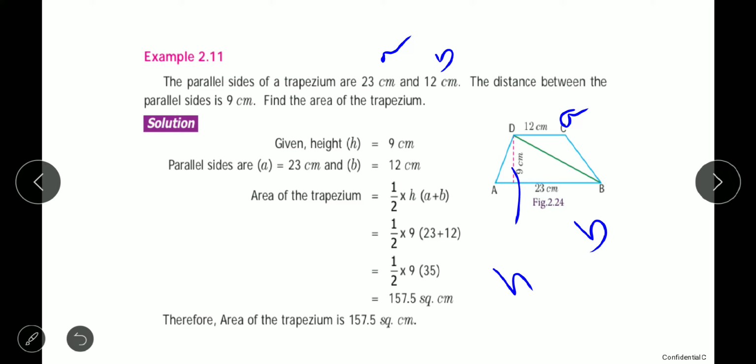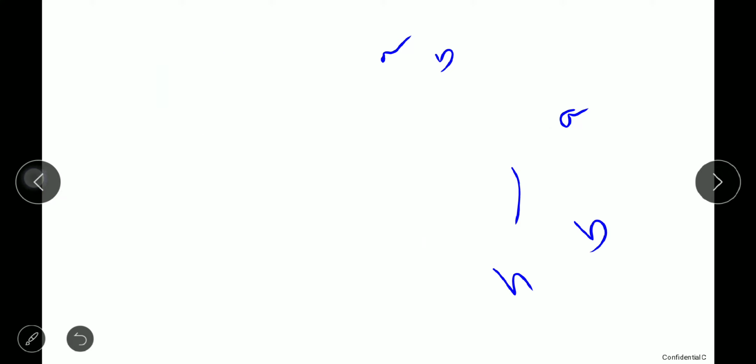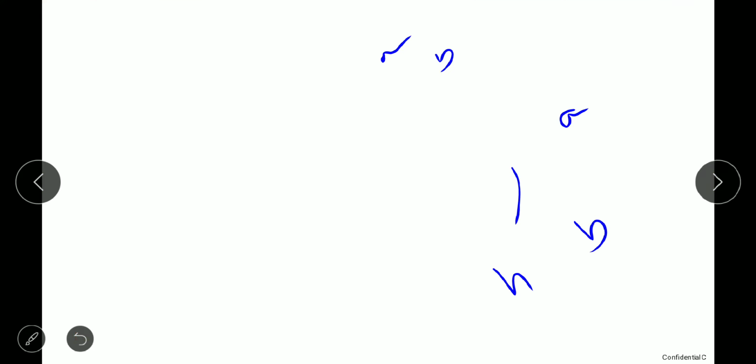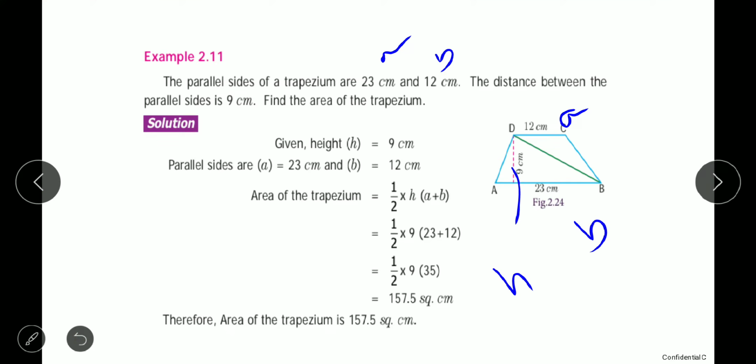In the previous question, all the values were given, only the height we had to find, and the area was also given. But in this question, all the values are given: two parallel sides and the height, everything is given. It is not mentioned directly as the height, but as the distance between the two parallel sides. This is one parallel side and this is another parallel side. The distance between them is called the height.